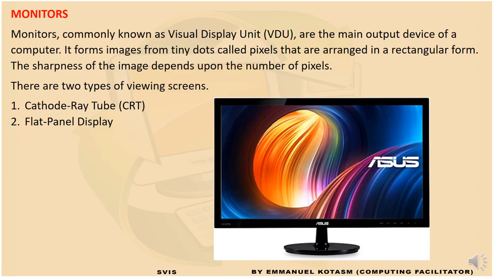So monitors, commonly known as visual display units or video, are the main output devices of a computer. It forms images from tiny dots called pixels that are arranged in a rectangular form. The sharpness of the image depends upon the number of pixels. There are 2 types of monitors. We have the cathode ray tube, which is known as the CRT, or the flat panel display. Now the cathode ray tube monitor is the old system monitor, which looks like the TV, commonly known as the Etikopo TV, and the flat panel display is the flat screen monitor, which we have in the picture here.